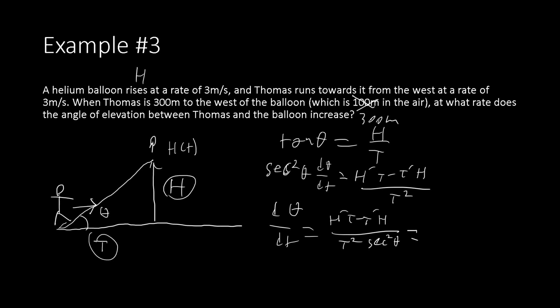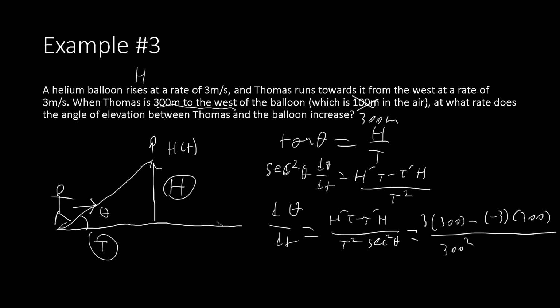H prime. Well, we're already told that the helium balloon is rising at a rate of 3 meters per second. Well, we know that the distance is 300 meters to the west, so that's 300. T prime. Well, we know Thomas is moving 3 meters per second to the right, so that should be 3, right? No, that's wrong, because Thomas moves east, the distance between him and the balloon is decreasing, so this is going to be negative 3. And of course, this distance here at the top, this is going to be 300. Now, t squared, we already said t was 300.